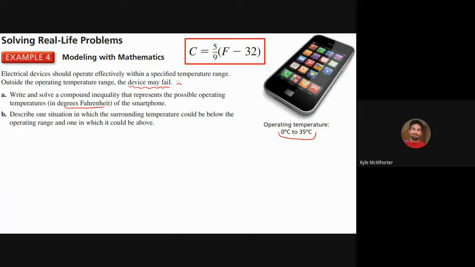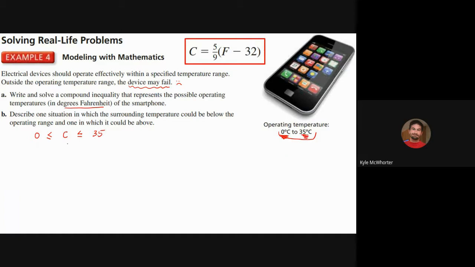So what we have right now is the operating temperatures for this phone in Celsius. 0 is the smallest. So that needs to be less than, well, if it's operating temperature, then it can equal 0 and it can equal 35. So 0 is less than or equal to degrees Celsius, less than or equal to 35, right? 0 is the lowest temperature it'll operate at, and 35 Celsius is the highest temperature for it to operate.